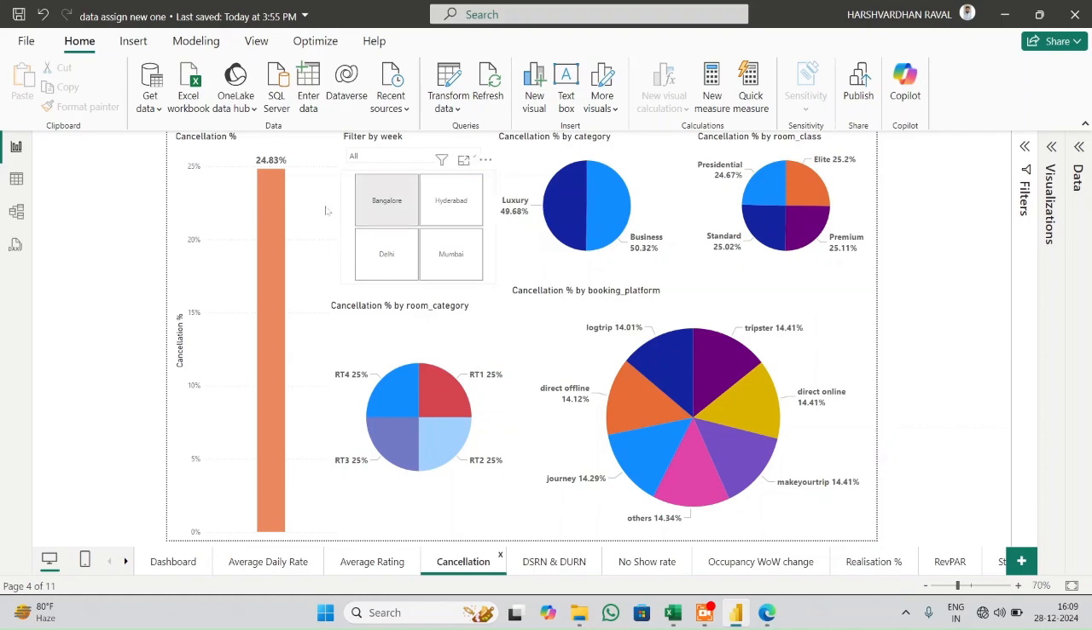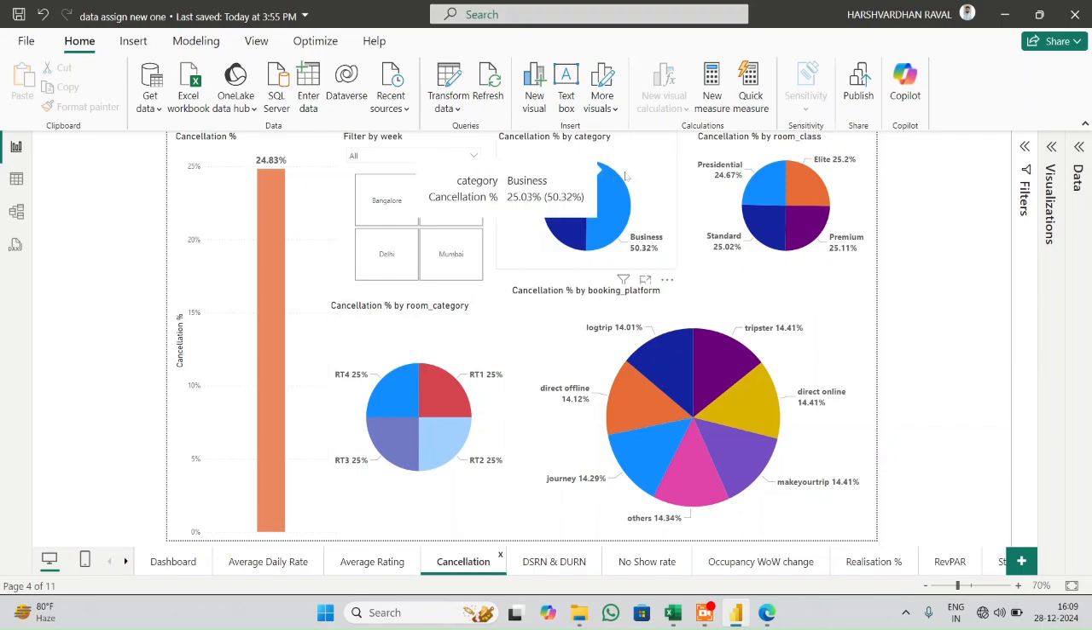So here we can clearly see in this hotel the cancellation is 24%. Still it is very high. It should be very low. Nearly 10% is okay as far as I think. Then we can see cancellation by room category. Every room category is having the same proportion of cancellation percentage. So here we cannot derive any insight.